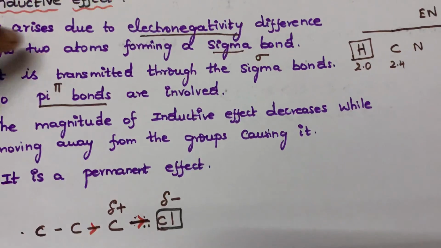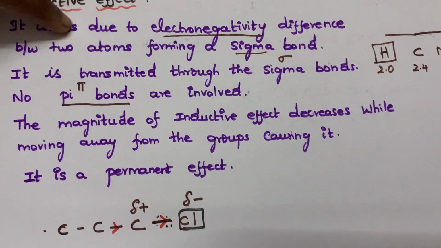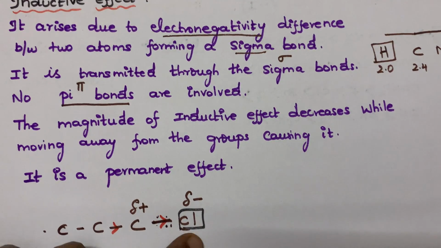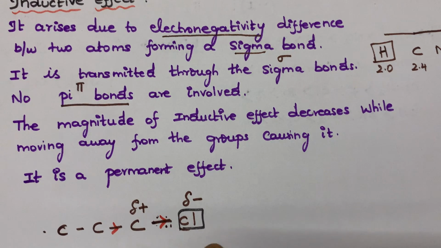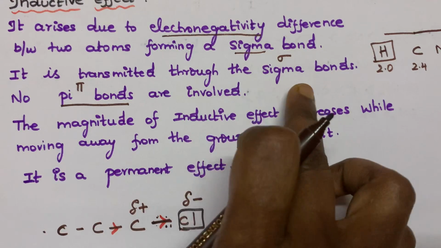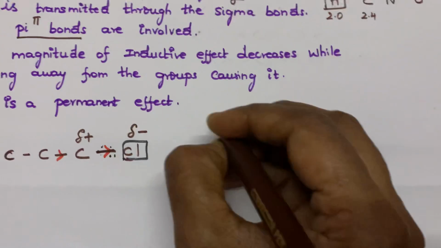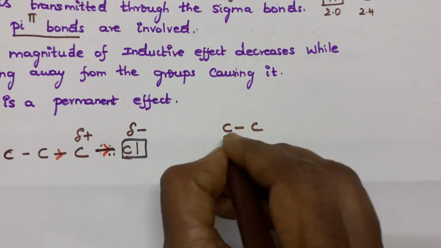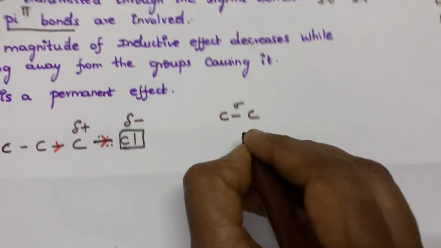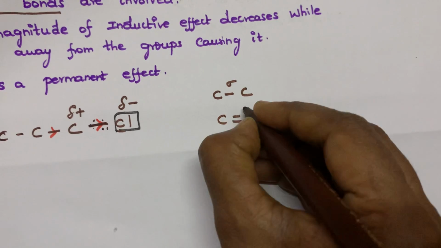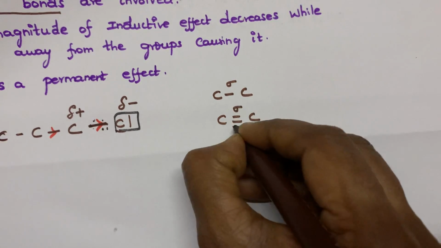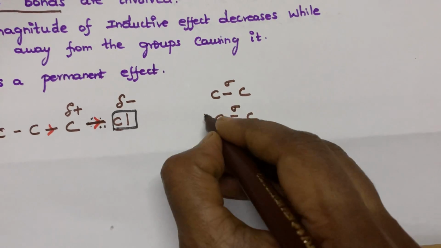It arises due to the electronegativity difference between the two atoms. Here it is carbon, and here it is chlorine, so there is an electronegativity difference, and the electrons are moving towards the more electronegative atom. It is transmitted only through the sigma bond and not through the pi bond. And you know what a sigma bond is? A carbon-carbon single bond is a sigma bond. In a carbon-carbon double bond, one of the bonds is sigma and one is a pi bond. Please remember.